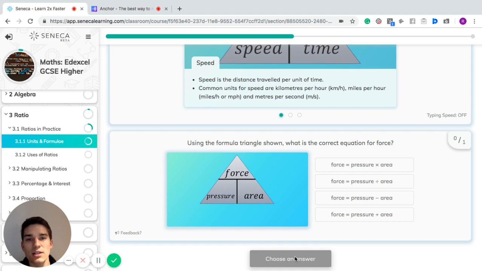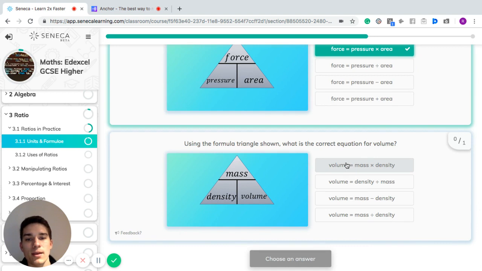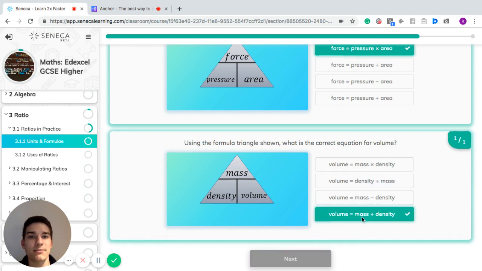So if we've got another formula triangle here with pressure in the bottom left, area in the bottom right, and force at the top, we can say that force is equal to pressure times area. And if we've got another formula triangle with density in the bottom left, volume in the bottom right, and mass at the top, we can say that volume is equal to mass divided by density.